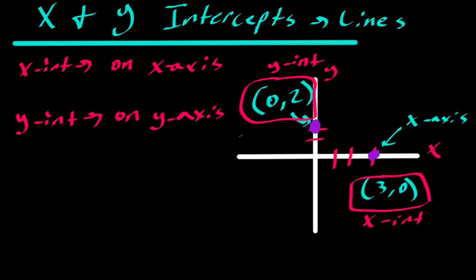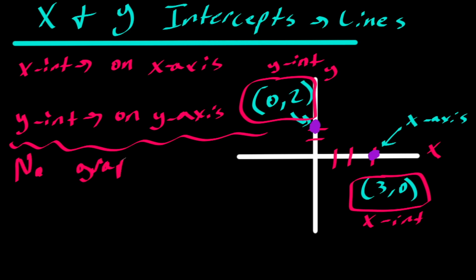Now, let's say I told you to find both of those without the graph. When you have the graph, it's pretty easy. You can just say, okay, (3, 0) is on the x-axis and (0, 2) is on the y-axis, so (3, 0) is my x-intercept and (0, 2) is my y-intercept. I think we can all see how easy that is. The issue is, how do I go about doing this algebraically? Meaning, if there's no graph, how do I go about doing this?